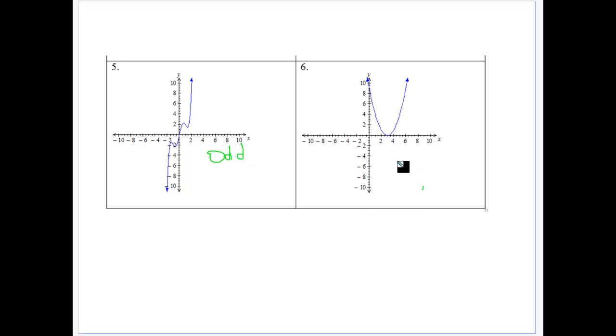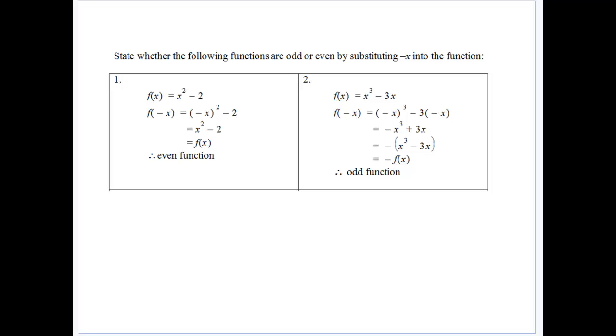Even though this one's a parabola, it's neither, because it doesn't have symmetry around that y-axis. It's got an axis of symmetry, but it's not around the y-axis. The even function has to be symmetric around the y-axis.